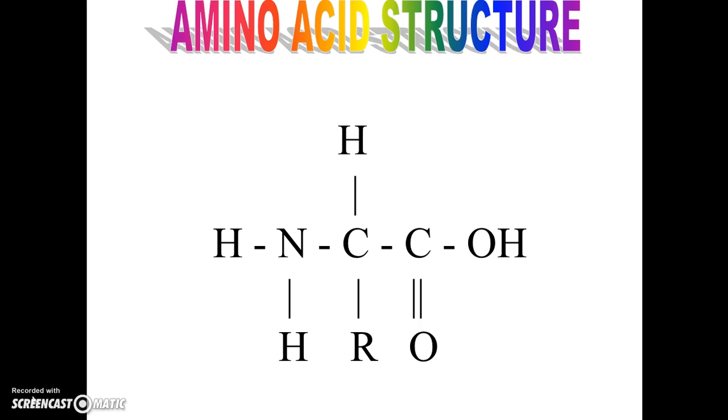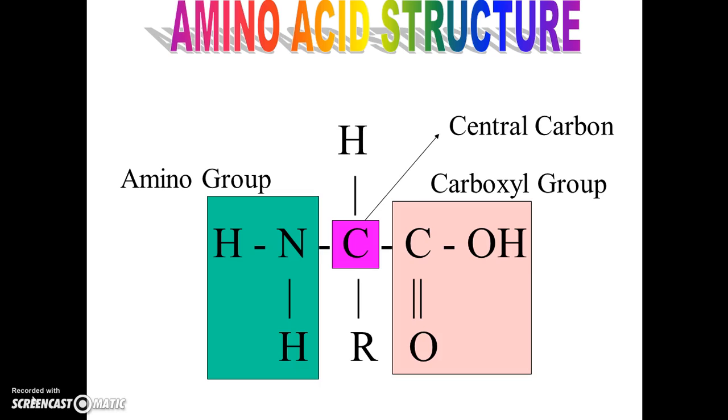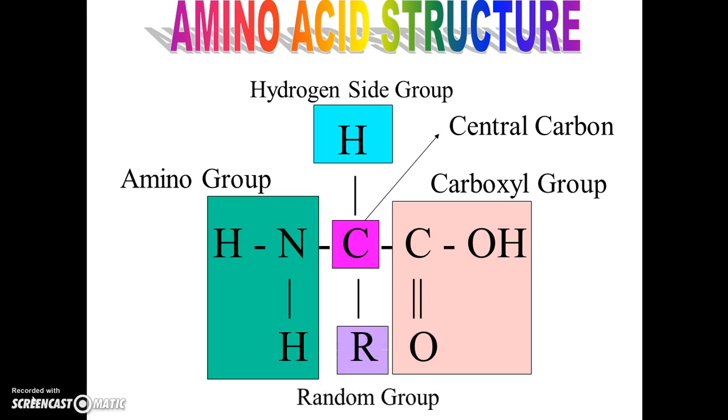Now let's look at what those actually look like. So, here we have the central carbon. Attached to the central carbon is an amino group, which we abbreviated NH2, a carboxyl group, which we abbreviated COOH, a hydrogen side group, which is just an H, it's a hydrogen atom, and the random group, which is the R. So each one of those attaches by a single bond to the central carbon.